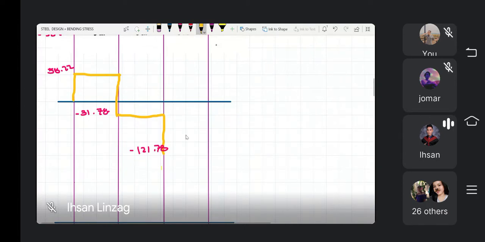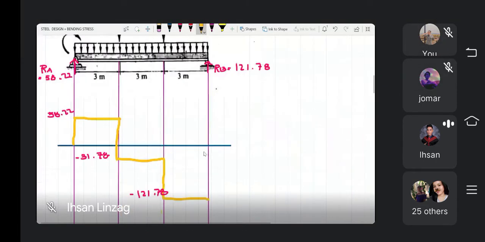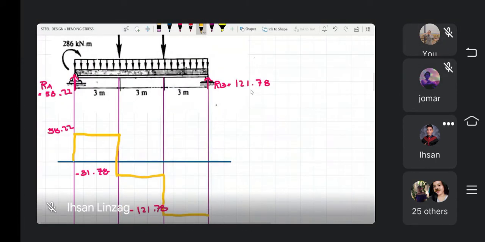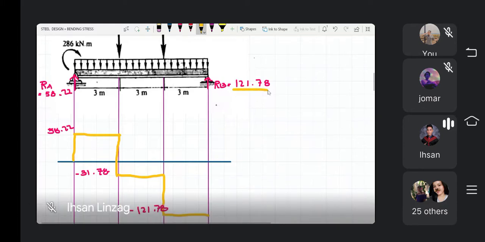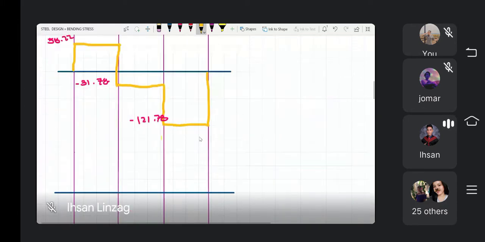So, ayan. Pantay-pantay lang to since walang load, neglected ang distributive load. Then, we have a reaction dyan. Itataas niya since upward yung kanyang direction. So, ayan. Pinag-zero niya lang. So, yan yung ating shear diagram.